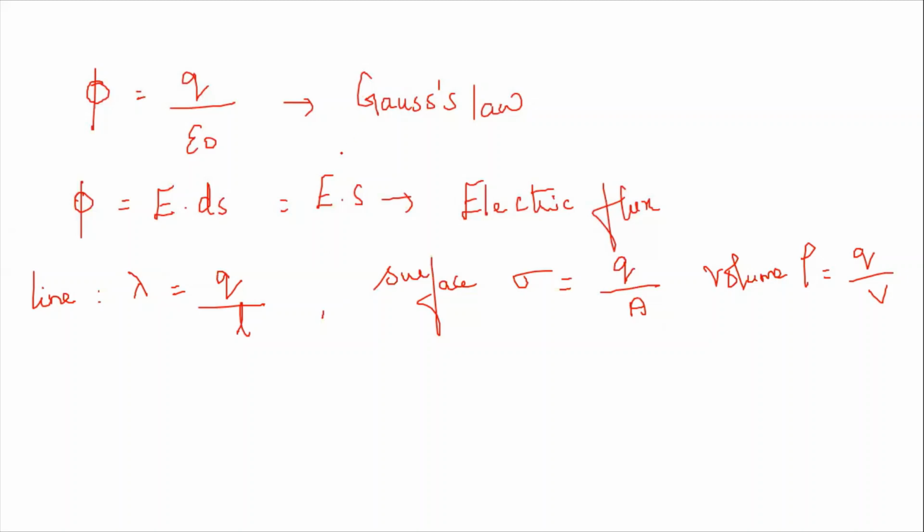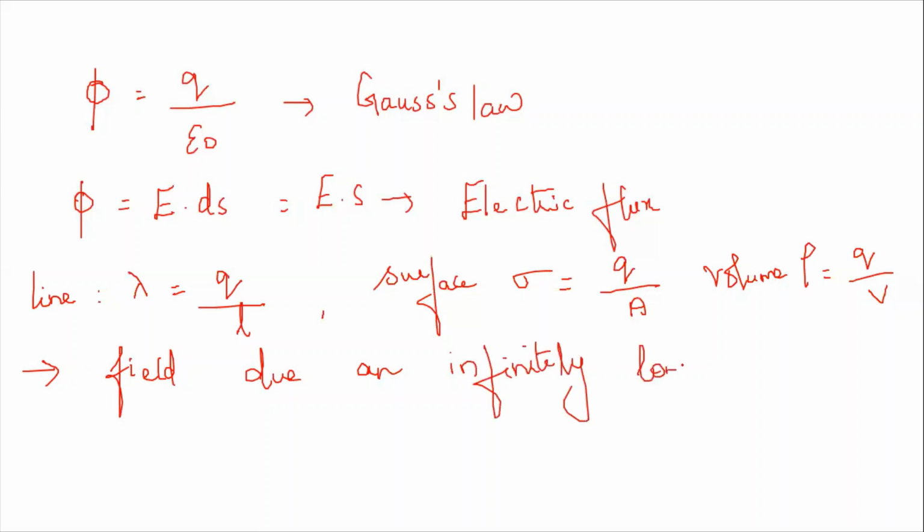Gauss law is used to calculate the electric field at any point surrounding a charge or a continuous charge distribution. Here we are going to calculate the electric field for three different conditions. One is electric field due to an infinitely long wire. You know what is infinite, right? Infinitely long wire.